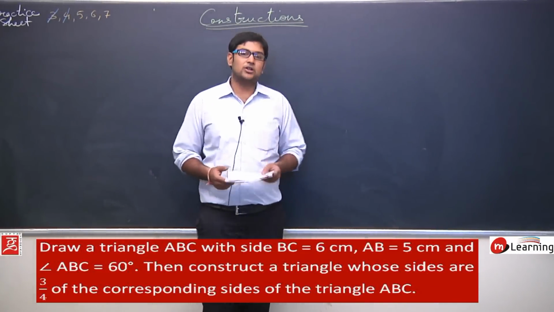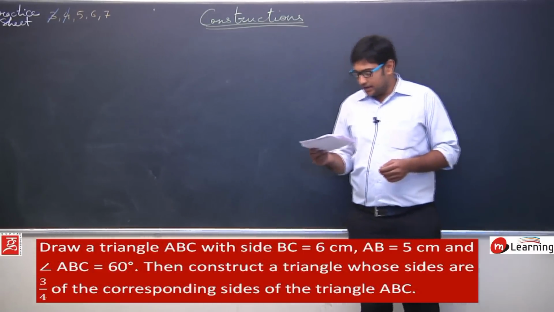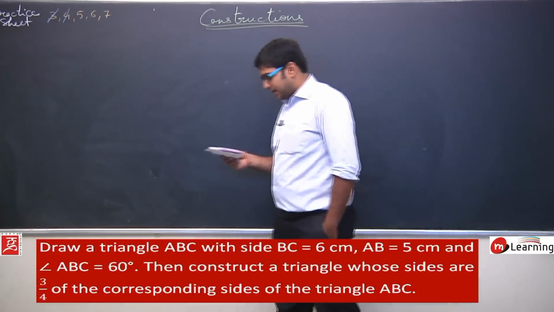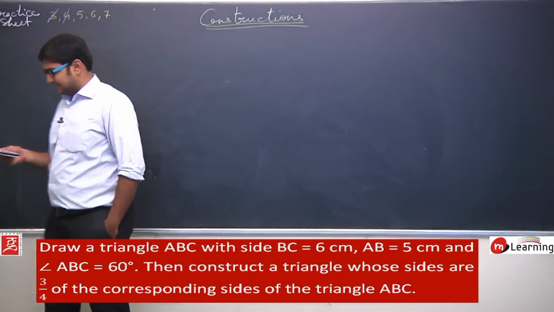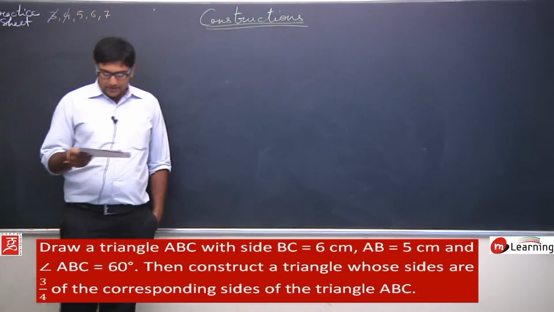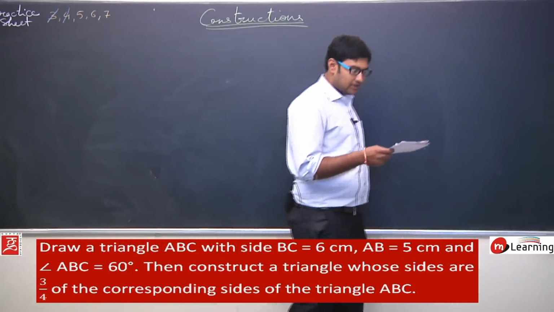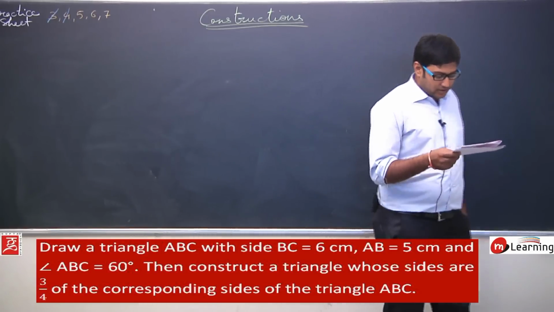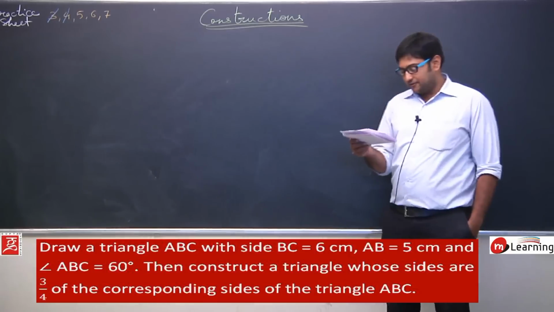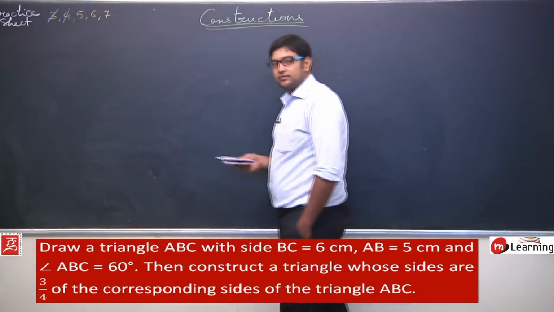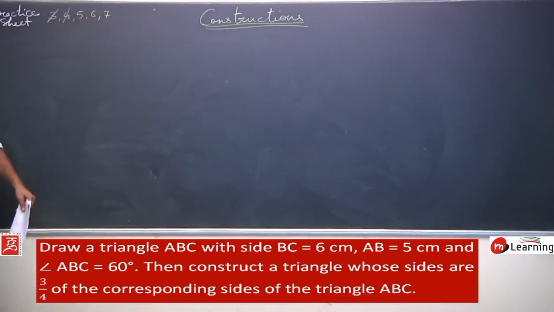Okay, now let us solve the 5th question. It says draw a triangle ABC with side BC is equals to 6 centimeters, AB is equals to 5 centimeters, and angle ABC is 60 degrees. Then construct a triangle whose sides are 3/4 of the corresponding sides of the triangle ABC. So let's see what the question says.